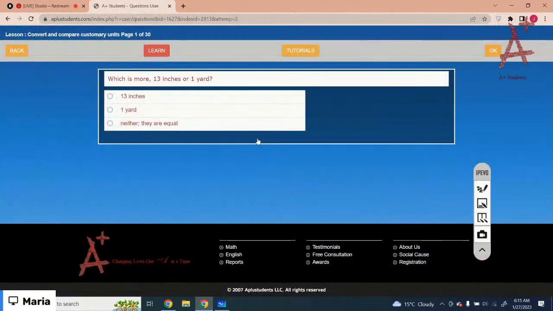Okay, which is more, 13 inches or 1 yard? Which is more? Basically, you have to convert from yard to inches. Got it? So in 1 yard, how many inches do we have? 1 yard equals 36 inches. Got it?